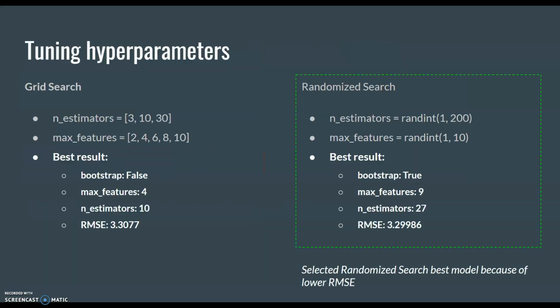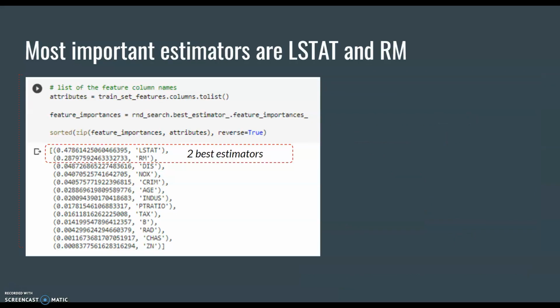So for fine-tuning the random forest model, there was grid search and randomized search. With the grid search result, as you can see the different combinations I tried here, the best RMSE yielded was 3.3077. But with randomized search, I was able to get an even better RMSE of 3.29986. So moving forward, I decided to use the hyperparameters from the randomized search best result because of the lowest RMSE.